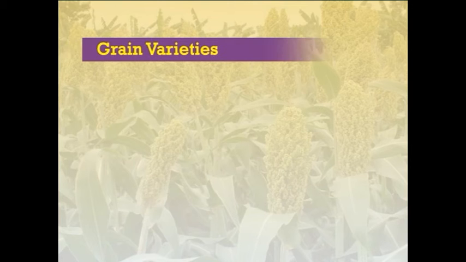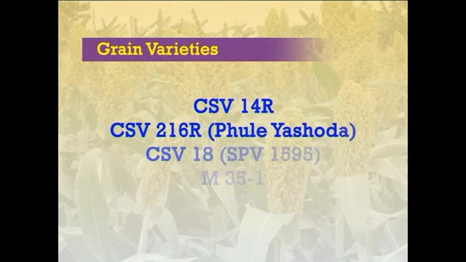Next is about grain varieties. Among the grain varieties, CSV14R, CSV216R, also known as Fule Yasoda. Next is CSV18, also known as SPV1595, and M351 can be mentioned.